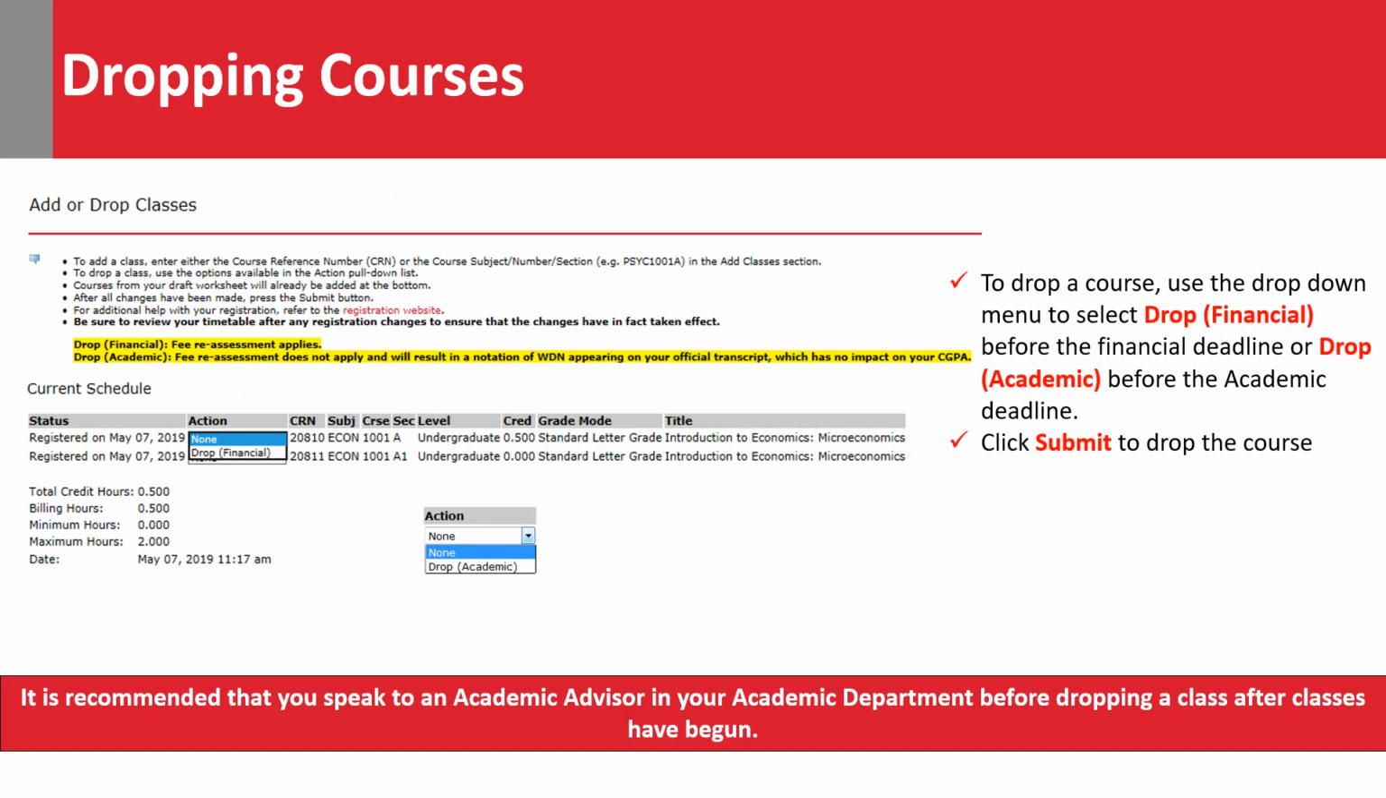We understand that sometimes you register in a course and you later decide that you would like to drop it. Provided it's within the published deadlines, this is permitted. After logging into Carleton Central, select the Add Drop option under Registration. If it's before the financial withdrawal deadline, select Drop Financial, and if it's after this deadline, select Drop Academic. Click Submit when you're ready to drop the course. We do recommend, if you're thinking of dropping a course after classes have started, that you first meet with an academic advisor in your department to discuss your options.